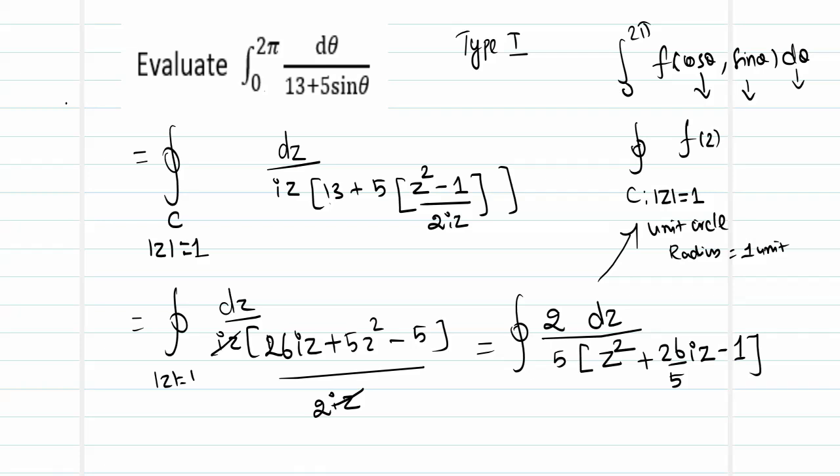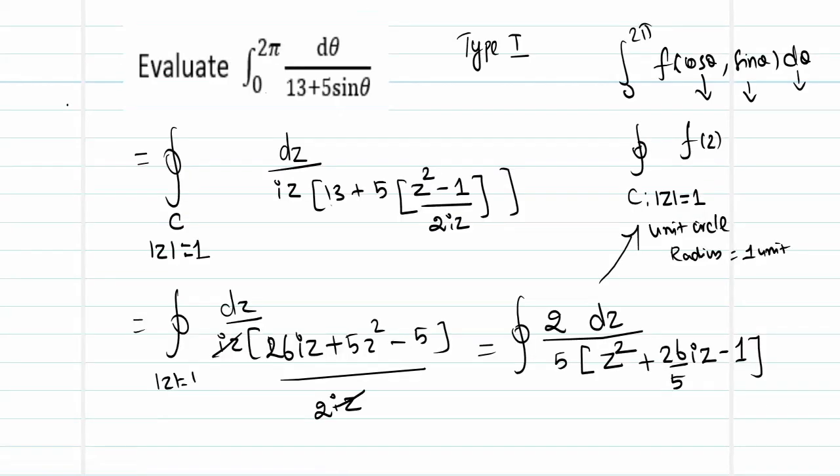We will now move on to step 1, identifying the poles. We have the function z square plus 26 by 5 iz minus 1, that is, z square plus (26 by 5) iz minus 1.